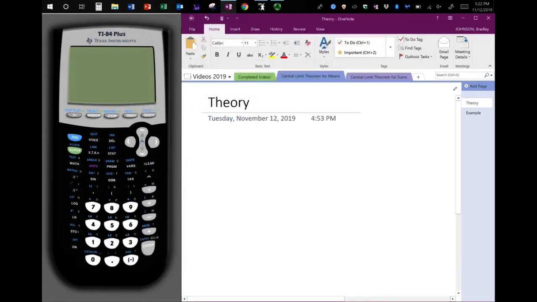Hello, my name is Professor Johnson, and today we will talk about the central limit theorem for means. The central limit theorem is usually denoted in books as CLT. Now, I'm going to give some quick theory to show you where some of these numbers or formulas come from.